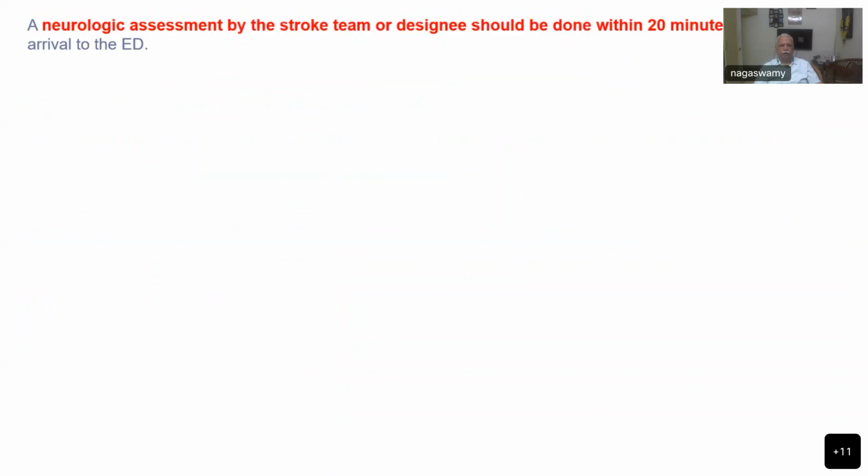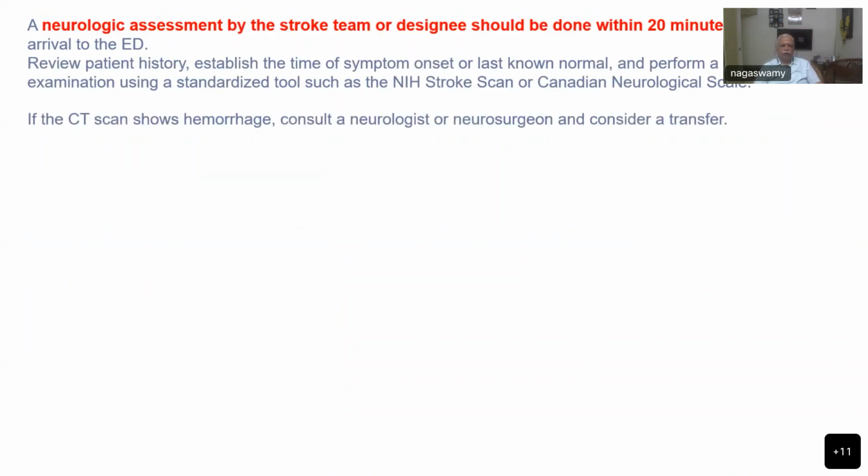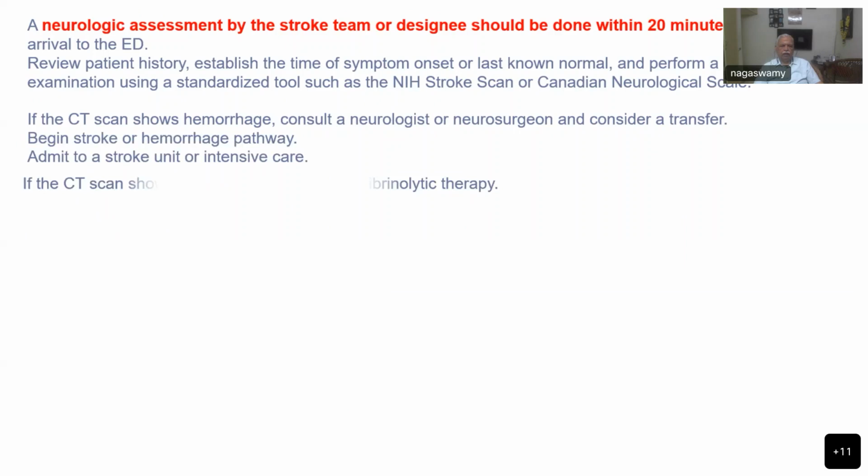A neurological assessment by stroke team or a designee should be done within 20 minutes of patient arrival in the ED, and review patient history, establish the time of symptoms onset or last known normal, and perform examination using a standardized tool like the NIH stroke scale or Canadian neurological scale. If the CT scan shows hemorrhage, consult a neurologist or a neurosurgeon and consider transferring the patient to a neurosurgical unit rather than the neuromedical unit. Begin stroke or hemorrhage pathway for that. Admit to a stroke unit or intensive care unit.